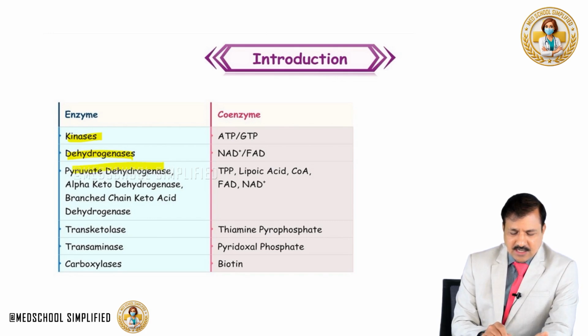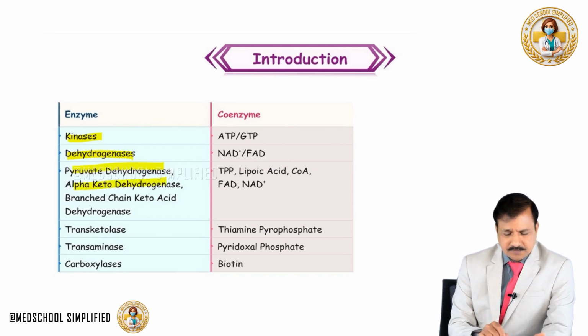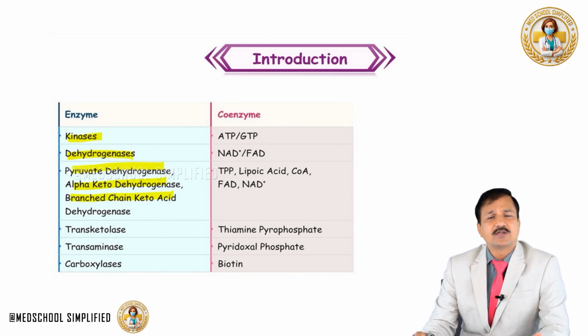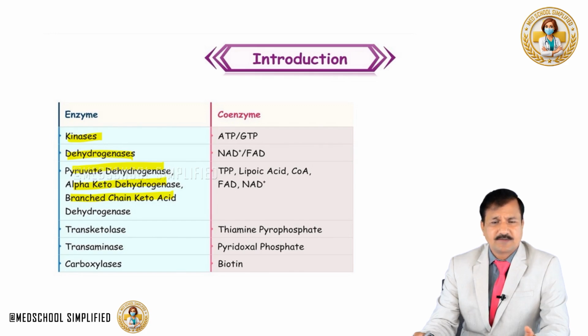Pyruvate dehydrogenase, alpha ketoglutarate dehydrogenase, branched chain alpha keto acid dehydrogenases. These are all complex enzymes. They need 5 coenzymes: thiamine pyrophosphate, which is TPP, lipoic acid, coenzyme A, which is the derivative of pantothenic acid, FAD, which is a derivative of riboflavin, and NAD, which is a derivative of niacin. So these 5 coenzymes are necessary for the enzymes listed here, that is the pyruvate dehydrogenase complex, alpha ketoglutarate dehydrogenase complex, and branched chain alpha keto acid dehydrogenase complex.